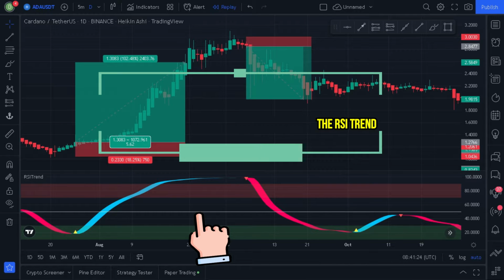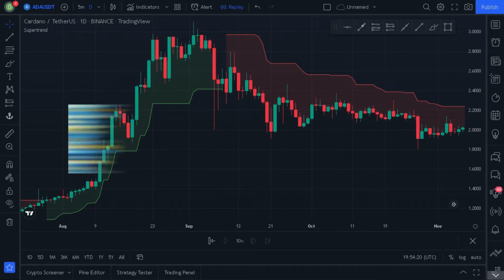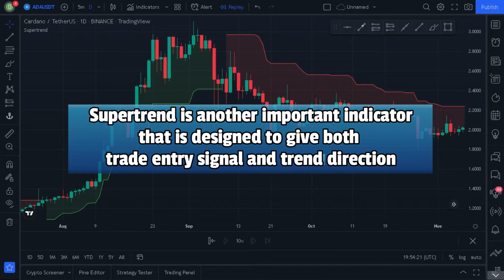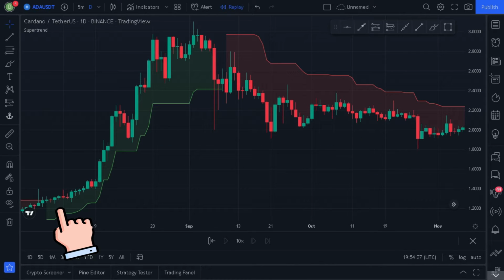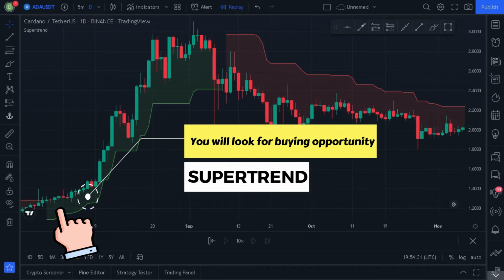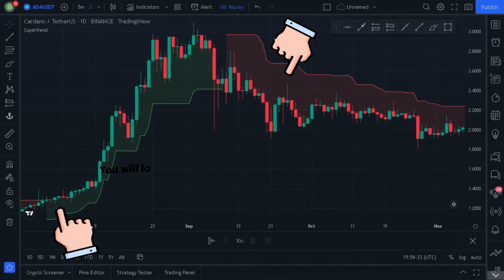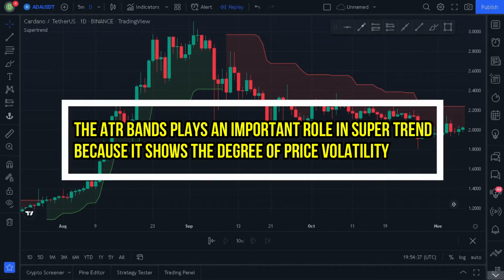Now, let's explain the second indicator. Super Trend is another important indicator that is designed to give both trade entry signal and trend direction. When this ATR band turns from red to green, you will only be looking for buying opportunities, and when it turns from green to red, you will only be looking for selling opportunities.